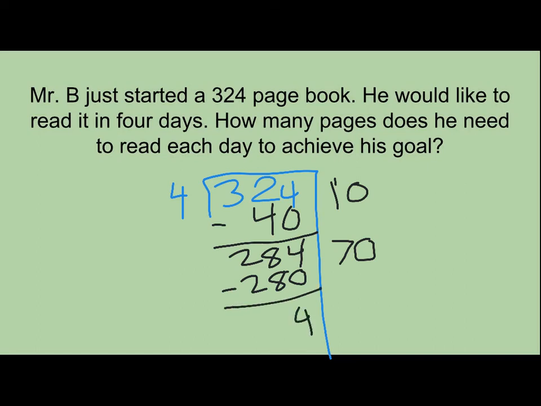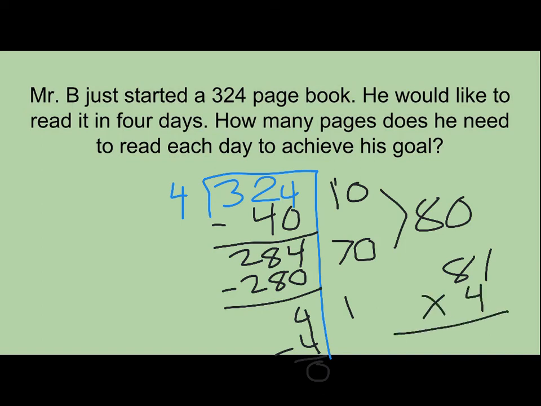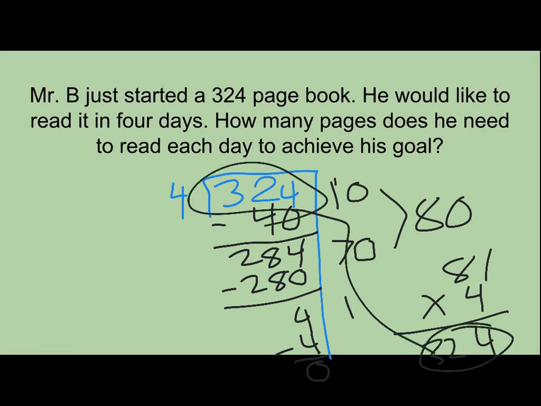Now I can't pull any groups of 10 out any longer, but I can pull a group of 1 out. How many groups of 4 can I put in 4? Well, I can pull 1 out. Subtract that. It's going to give me no remainder. Now I need to add these up. That's going to give me 80 plus 1, which is 81 as my quotient. Let's multiply by 4 to double check myself. That's going to give me 4, 32, 324.